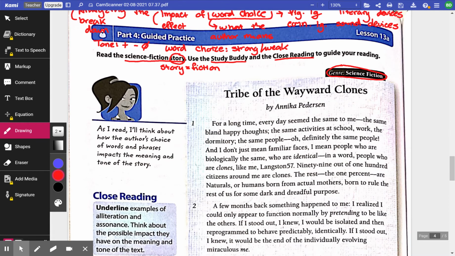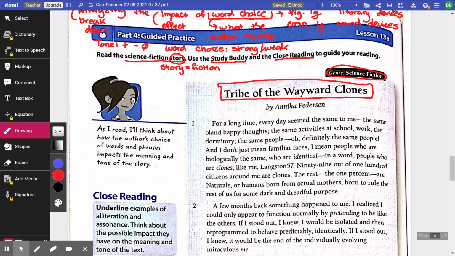So, we've already discussed some aspects about science fiction. We know that science fiction is, in fact, fiction. It's not real. So, we just discussed a few things about that. So, we are almost ready to read our science fiction story that this workbook page has going for us. So, before we do that, I need to take a look at the title of this story. And the title of my story is The Tribe of Wayward Clones. So, Tribe of Wayward Clones, and it's by Annika Peterson.